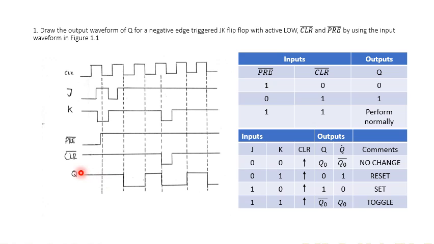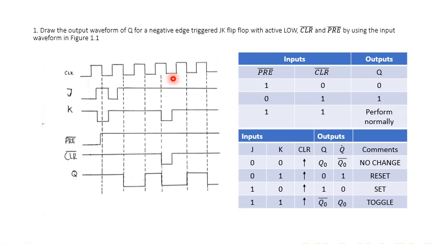Then we will look at the CLR bar. If CLR bar is 0, here CLR bar is 0, so the output will be 0. So here on the Q waveform it will be 0. Okay, then after that, we will look at the J and K waveforms based on the CLK negative edge-triggered waveform.